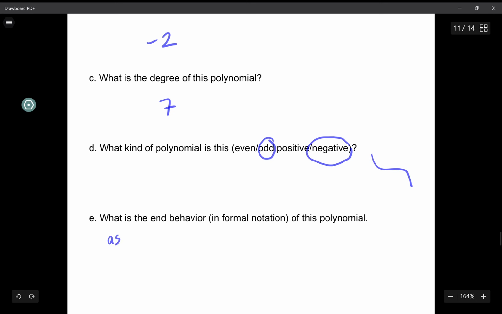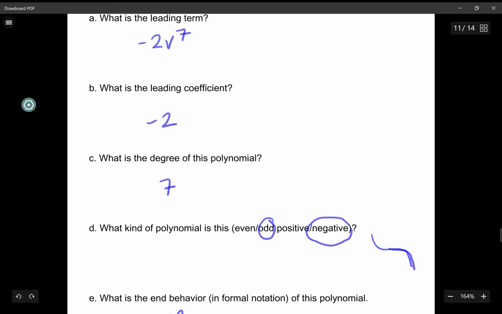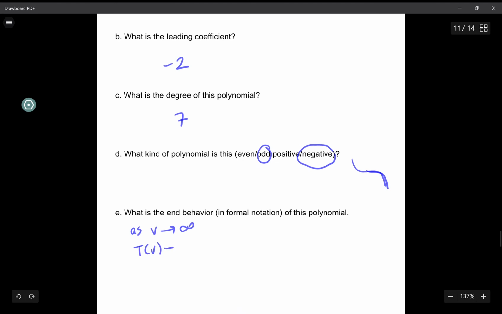So as, what was my variable in this one? V goes to minus, or let's go to infinity first. As V goes to infinity, my function, what is the name of this function? T of V goes to minus infinity. And as V goes to minus infinity, T of V is going to go up to infinity, because it behaves just like minus x cubed, right? That's what we're thinking about here, minus x cubed. And I know my x cubed drawings aren't great, but they give you the basic idea.